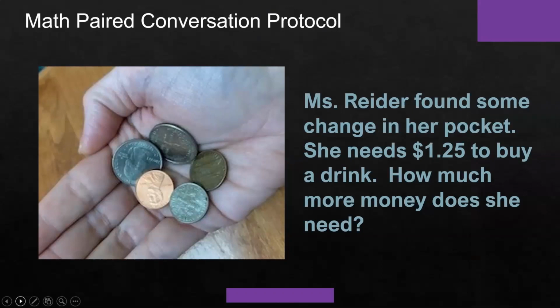So we start out with a problem. Now, of course, I would have done lessons before this about the value of the coins and adding money and all of those kinds of things. So we're jumping in partway through money in math. So Miss Ryder found some change in her pocket. She needs $1.25 to buy a drink. How much more money does she need?